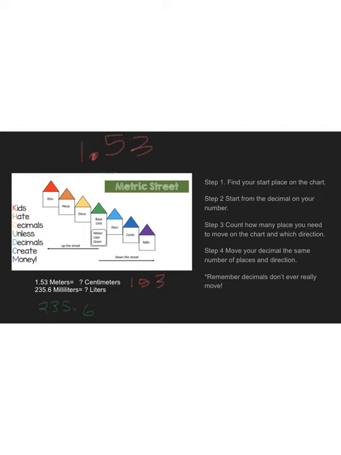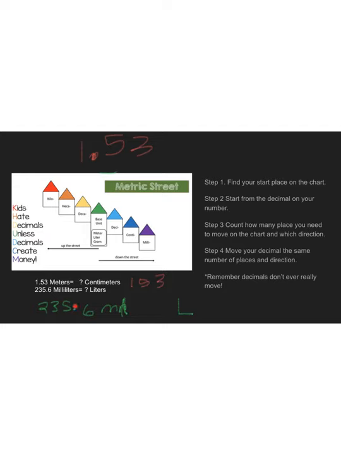235.6 milliliters, and we're moving to liters. And we are going to do the same thing. So first we're going to find our starting point on the chart. So we're in milliliters, which is down here, and we're moving to liters, which is up here. So I'm going to count how many that is. That's 1, 2, 3 places to the left.